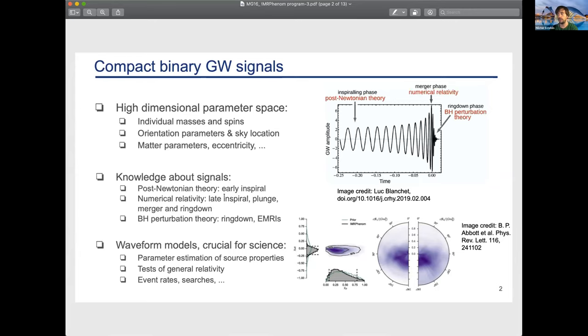However, our only knowledge about the highly dynamical strong field regime of the late inspiral, the plunge and the merger, comes from numerical relativity simulations, which are expensive. Then waveform models that collect together these different sources of information in an efficient way are crucial for gravitational wave science, mainly for the inference of the source properties, but also for tests of general relativity, and to some extent for searches and rates, etc.